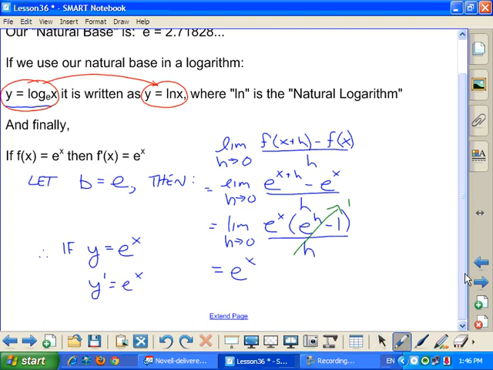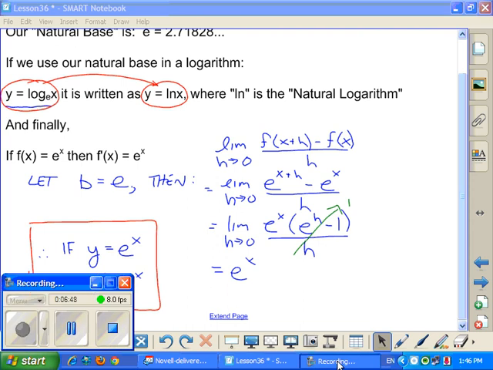The natural exponential has a really neat identity where the derivative of it is just itself. We're going to talk about some of the applications and how it ties into our derivative rules in the next lesson.